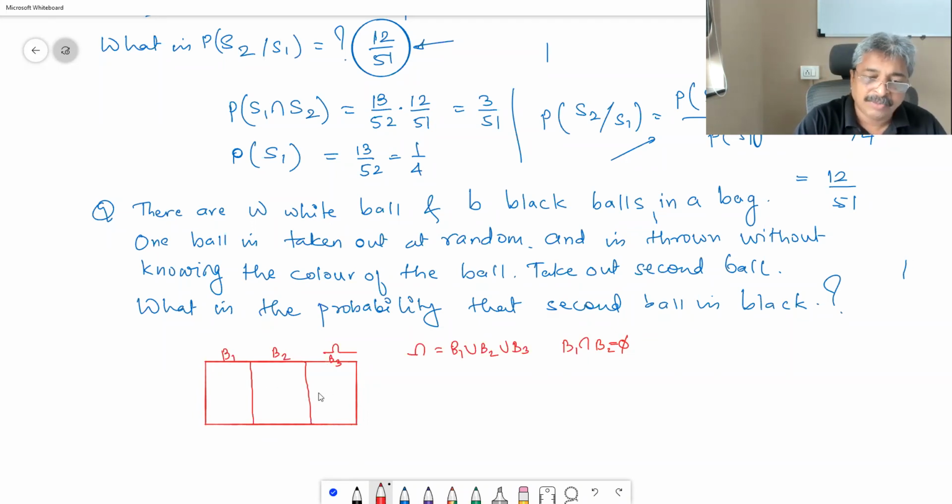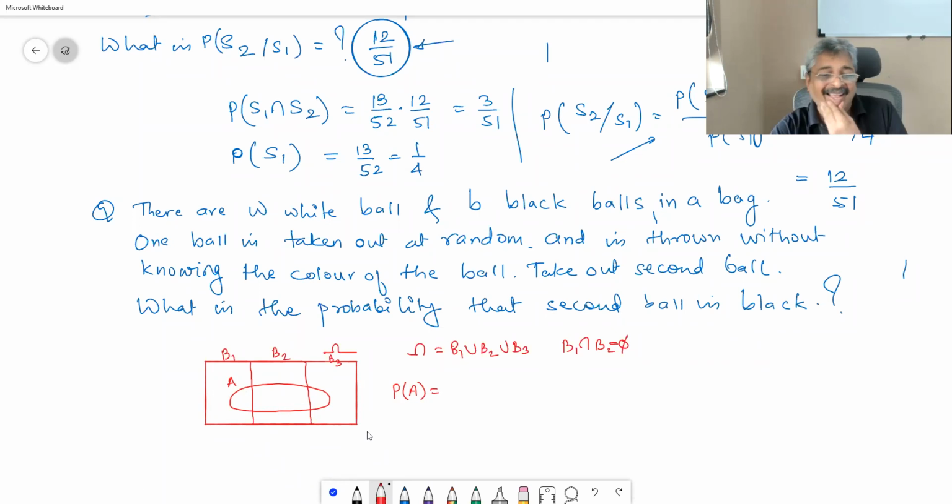Okay, and there is one more event which is A, which is happening. Now if I want to find out the probability of A, I should find out this, correct? Then I should find out this, and then I should find out this and add them. That is going to be the probability of A.